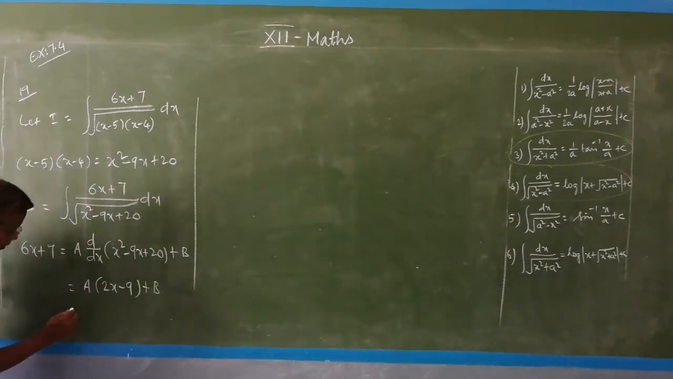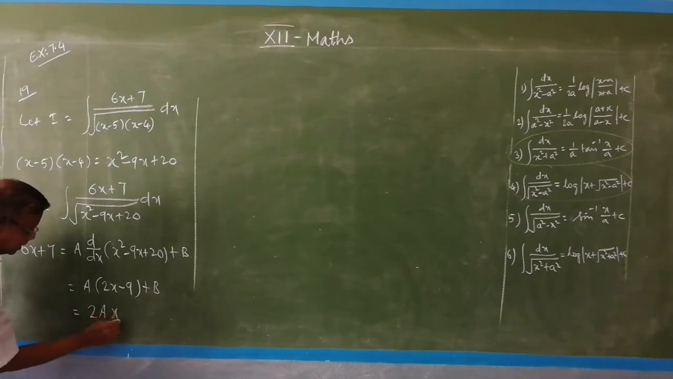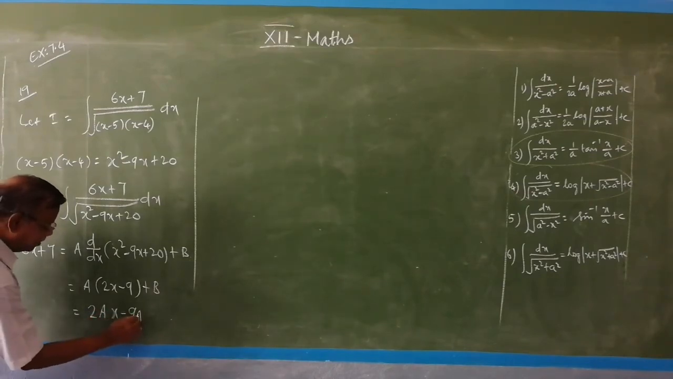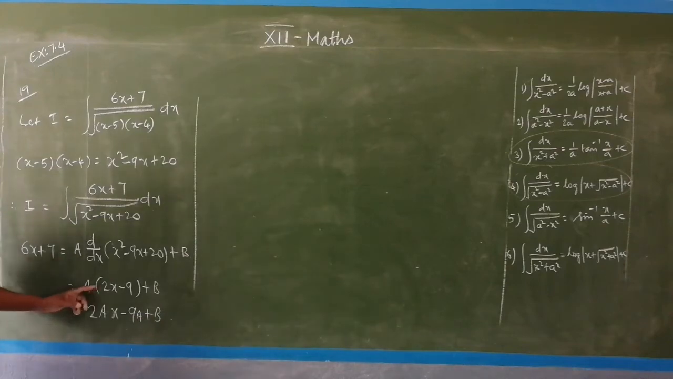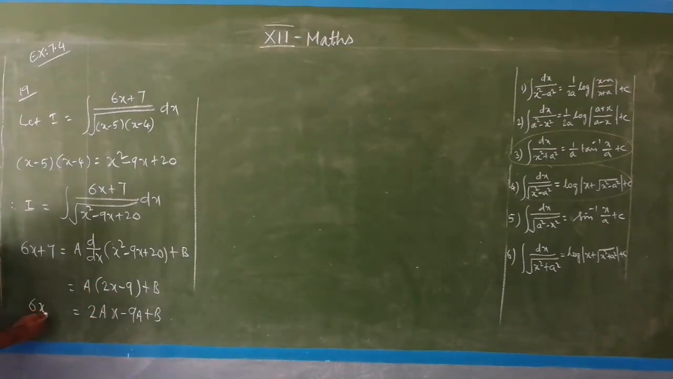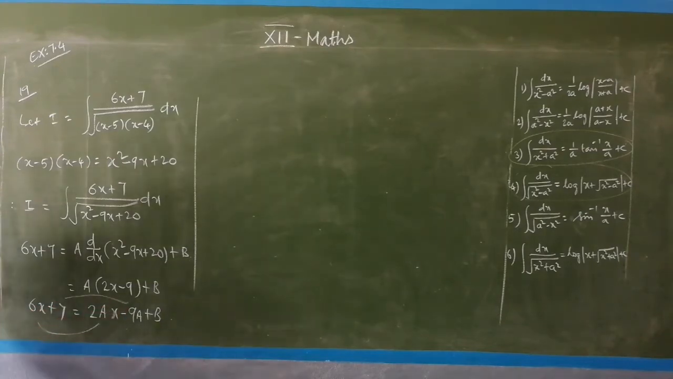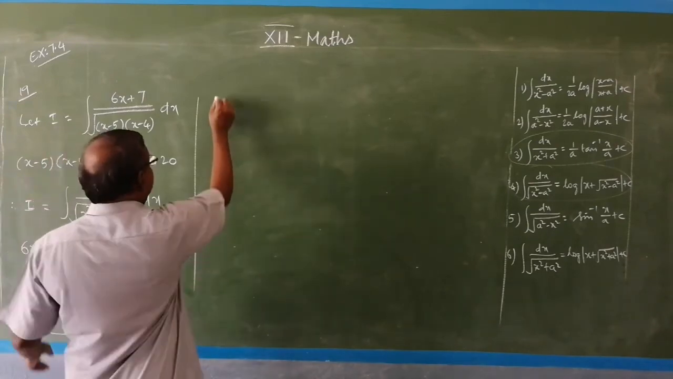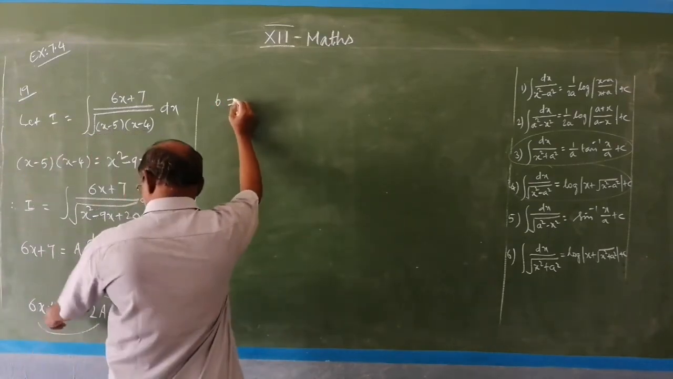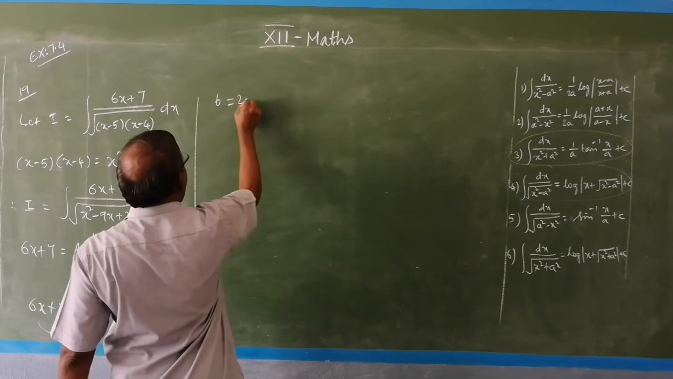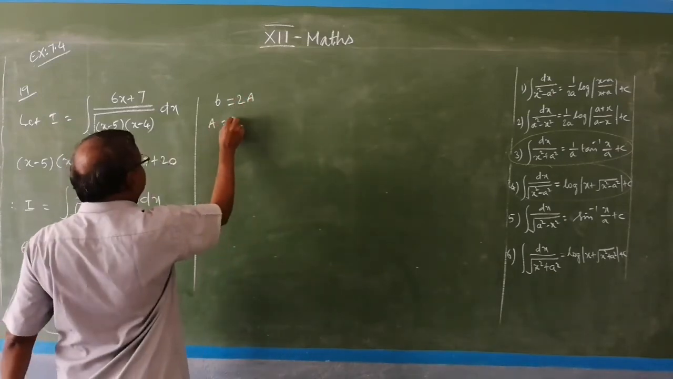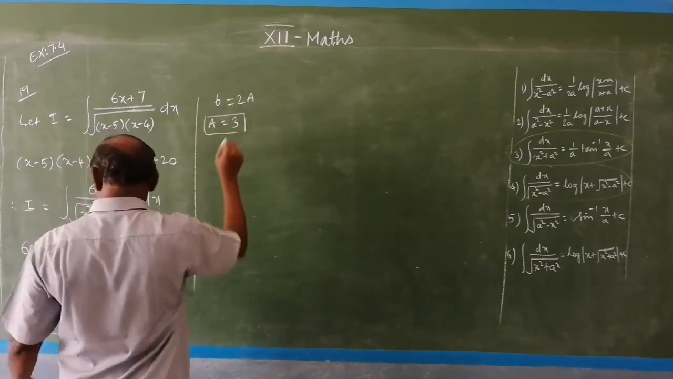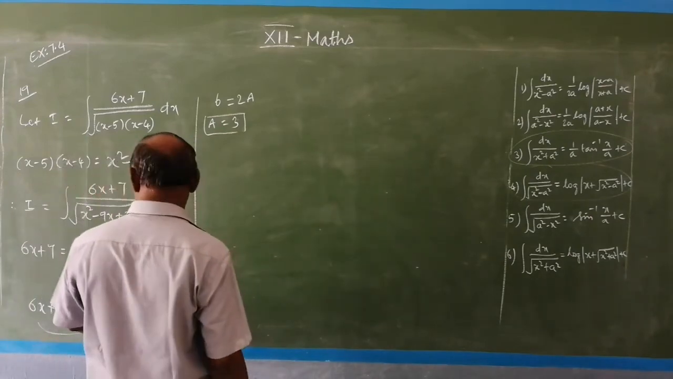Now, this is equal to 2ax minus 9a plus b, which is 6x plus 7. Now, equate x terms and constant terms. Equating x terms, we have 6 equal to 2a, so a equal to 3.